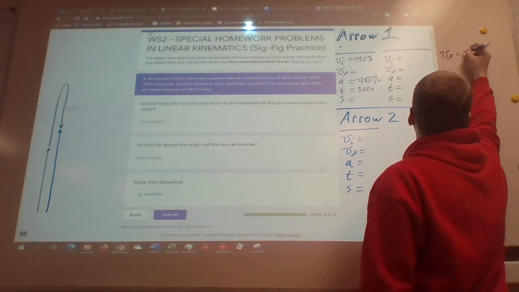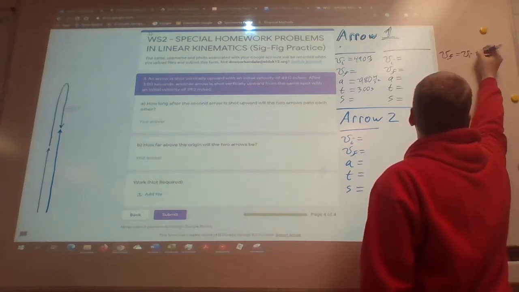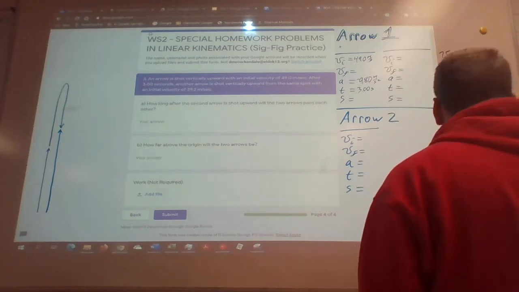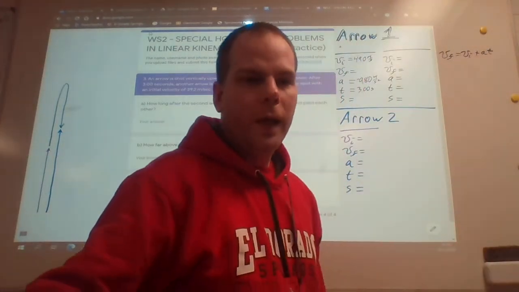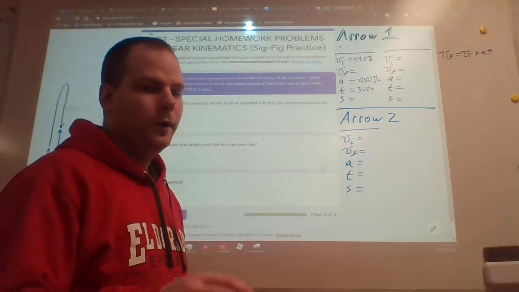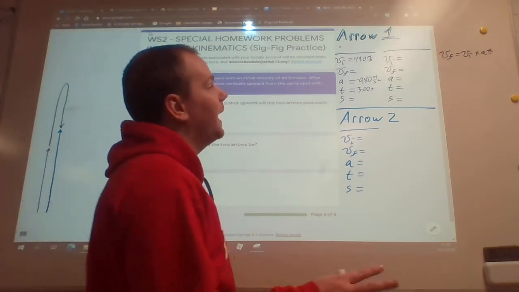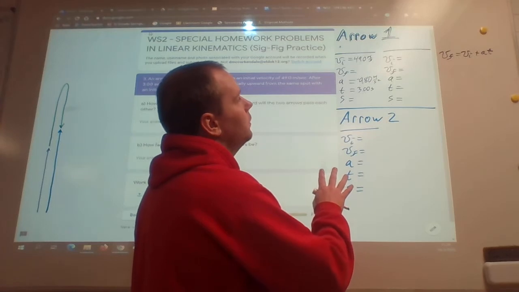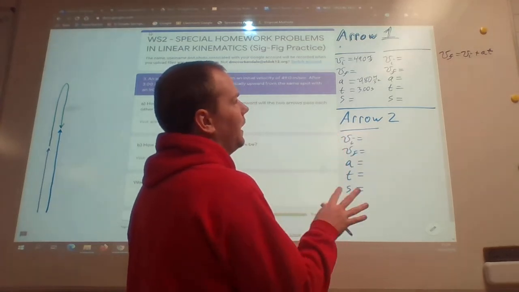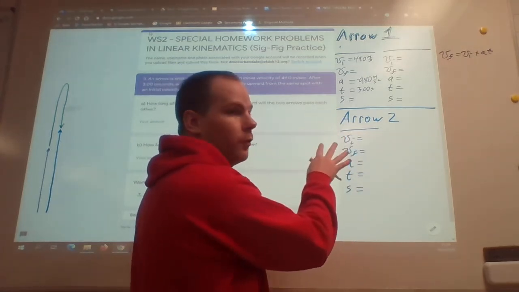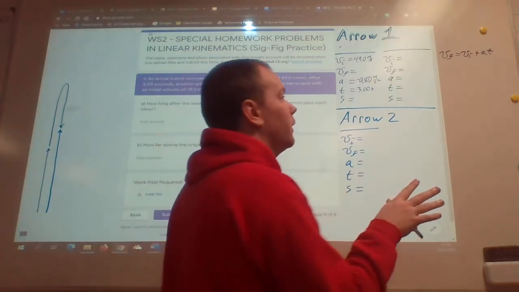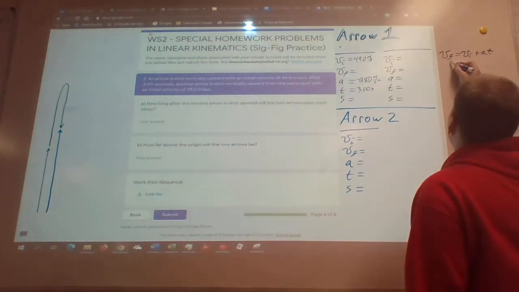VF equals VI plus AT. Cool, that's all on screen. And from that, we can determine the final velocity of the arrow, or the velocity of arrow 1 when arrow 2 is fired, which should be less than the initial velocity. So the final velocity is what we're looking for.